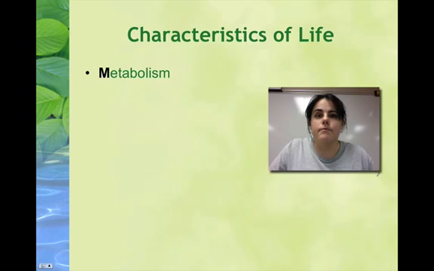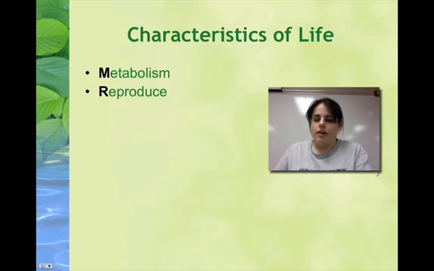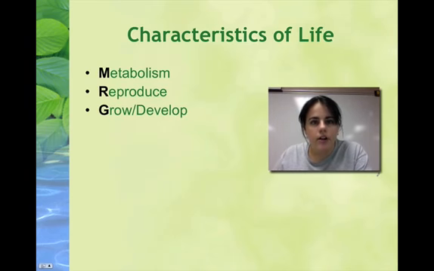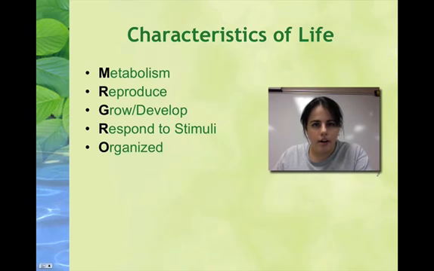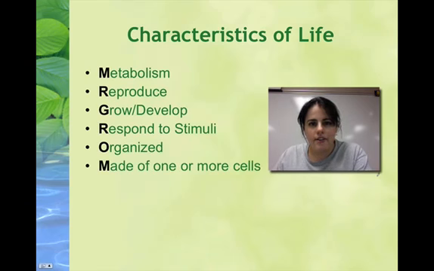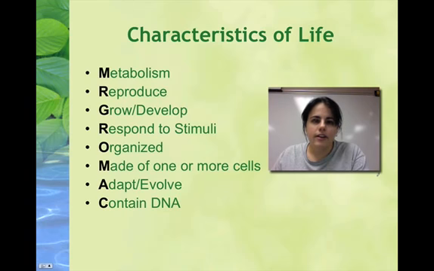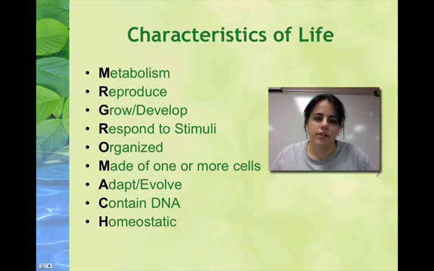So the first one is talking about metabolism. All living things can reproduce. All living things can grow and develop. All living things can respond to stimuli. All living things are organized. All living things are made of at least 1 or more cells. They can adapt and evolve. Living things contain DNA, and they can maintain homeostasis, or they are homeostatic. These are the 9 characteristics that make something living.